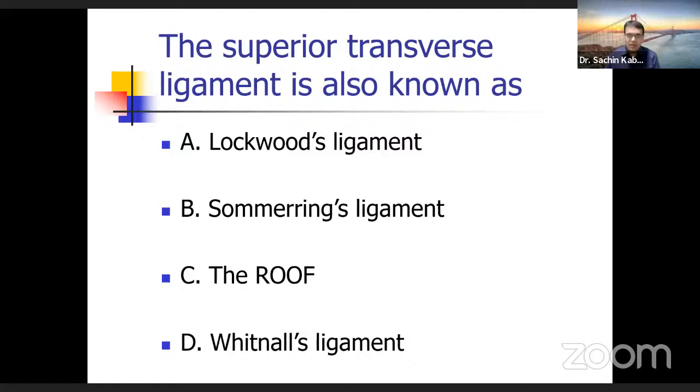Next question. Superior transverse ligament is also known as: option A, Lockwood's ligament, option B, Sommering's ligament, option C, the roof, or option D, Whitnall's ligament. Your time starts now. This is a ligament which connects the aponeurosis of the levator palpebrae superioris to the superior rectus and the orbital walls. Again, an anatomy question. Last 1 second remaining. Okay, time up. Answer is Whitnall's ligament.